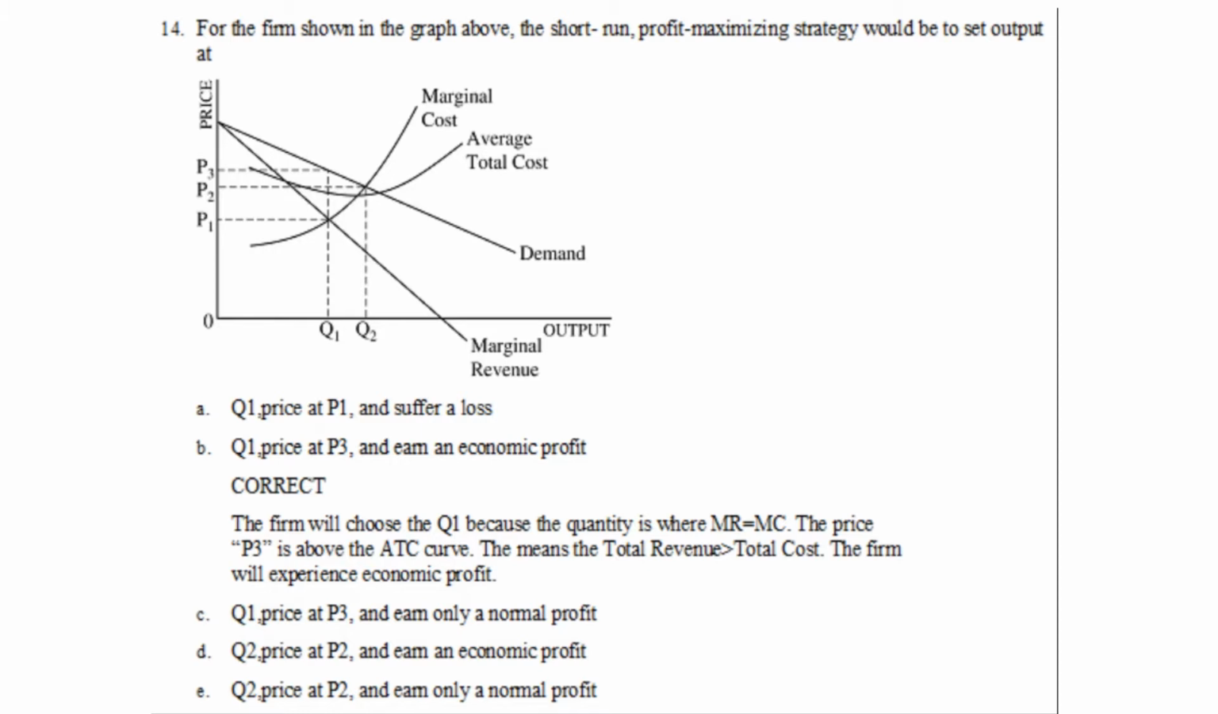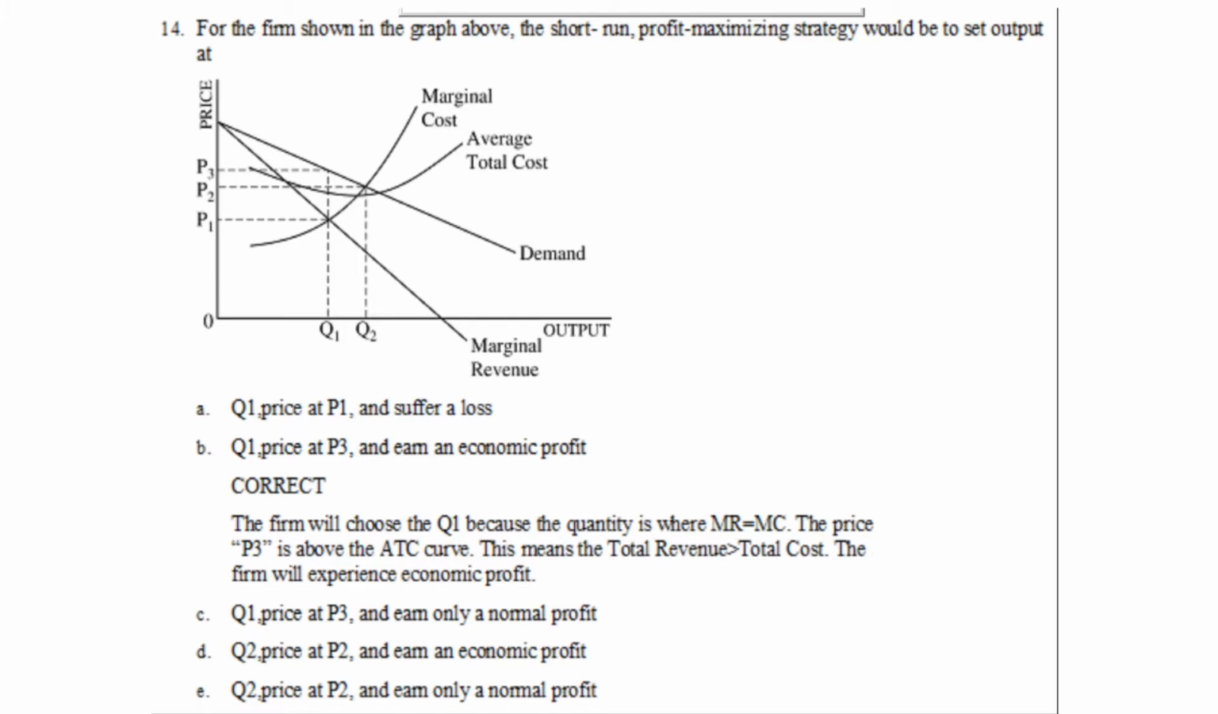Number 14. For the firm shown in the graph above or below, the short-run profit maximizing strategy will be to set output. B is correct. They're going to set the output at Q1, which has a price of P3. The firm will choose Q1 because the quantity is where marginal revenue equals marginal cost. The price, P3, is above the ATC curve. This means that the total revenue is greater than total cost.